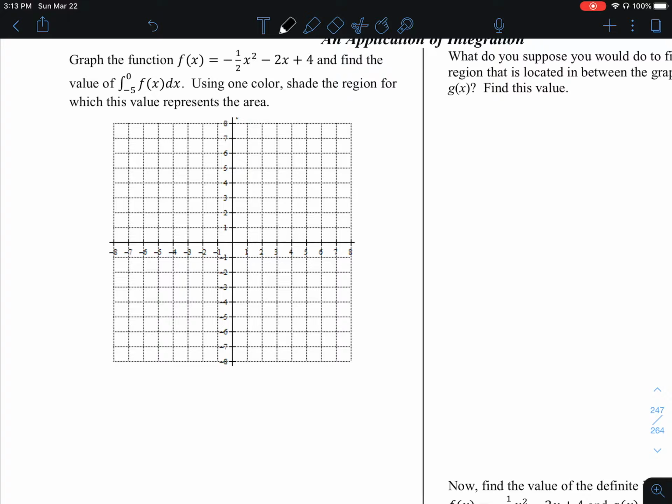So in order to learn this new concept, let's first revisit an old concept. Graph the function f of x and find the value of the integral from -5 to 0 of f of x dx. Using one color, shade the region for which the value represents the area.